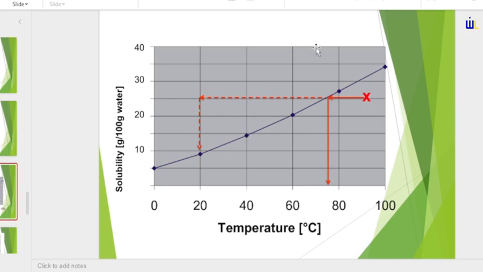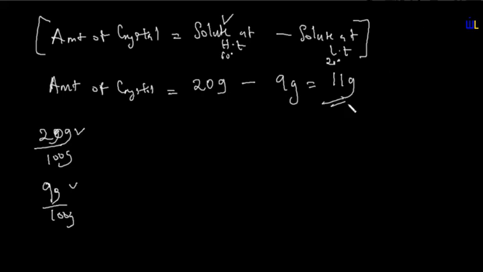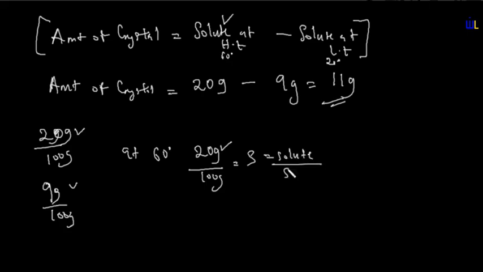True. Okay, so which means if we are to come here, you will notice that at 60 degrees, 20 gram per 100 gram is equal solubility. But please, is this not the solute? Remember, solubility is solute name, solvent name. So which means the solute is actually this one on top. So at 60 degrees, 20. Agreed? Yes.